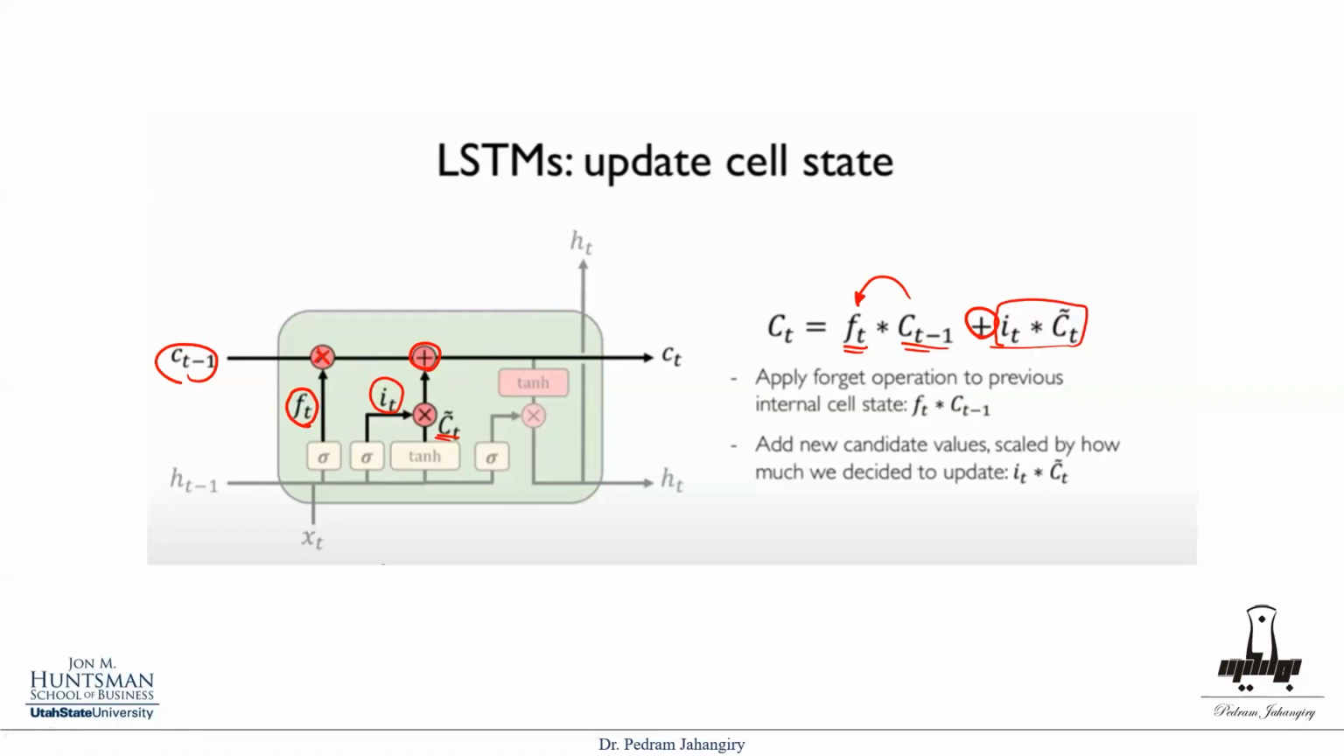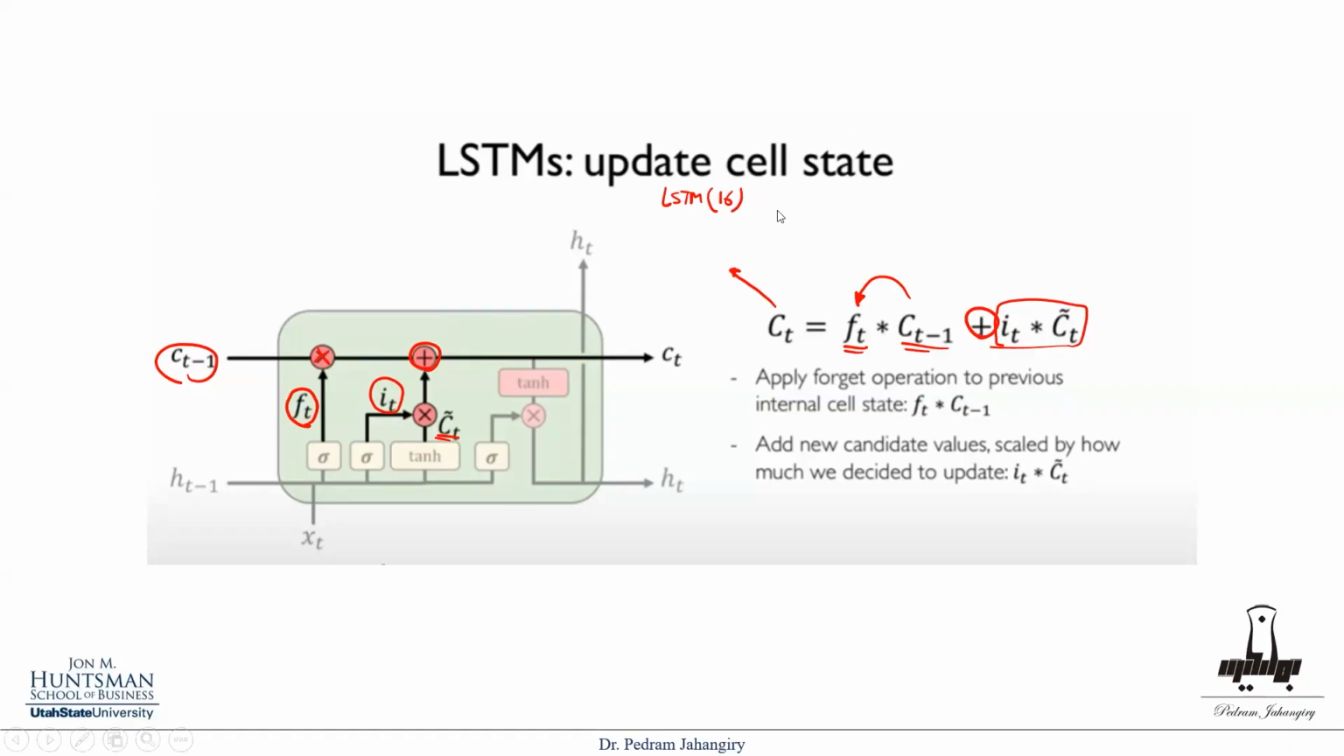So would it be correct to say that the first part, ft times ct minus 1, essentially creates a vector that in certain places has zeros because of the forget function, and the second part, it times c tilde t, has values corresponding to the places where the zeros were input in the first part, and you're adding them together to basically build again? Exactly.